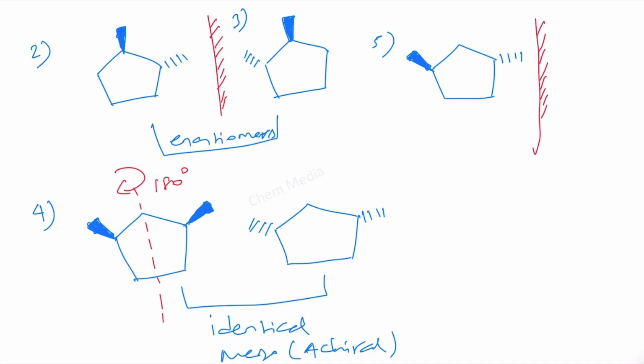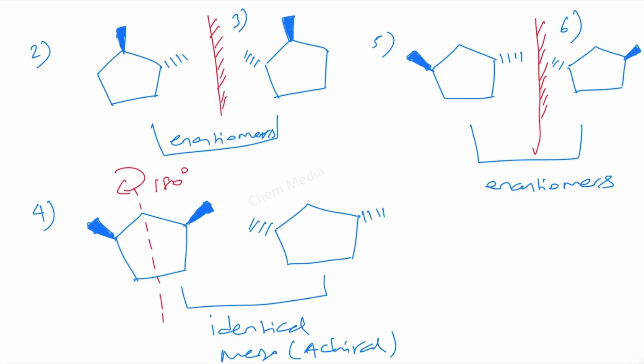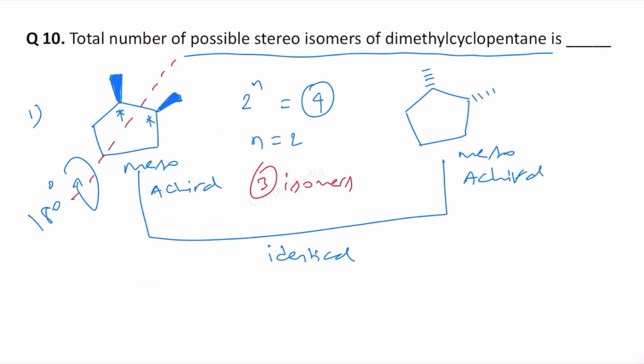Let's say this is our mirror plane, and then this would be the mirror image. These two are enantiomers because they are non-superimposable, therefore they are enantiomers. So therefore this must be considered as 2 isomers. So in total we can get 6 isomers. Therefore the correct answer is 6. 2 of them are achiral, 4 of them are chiral.